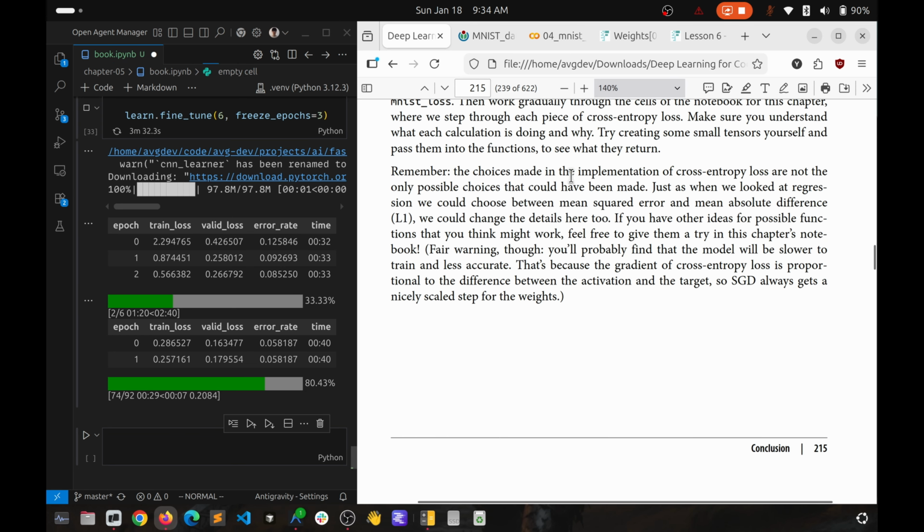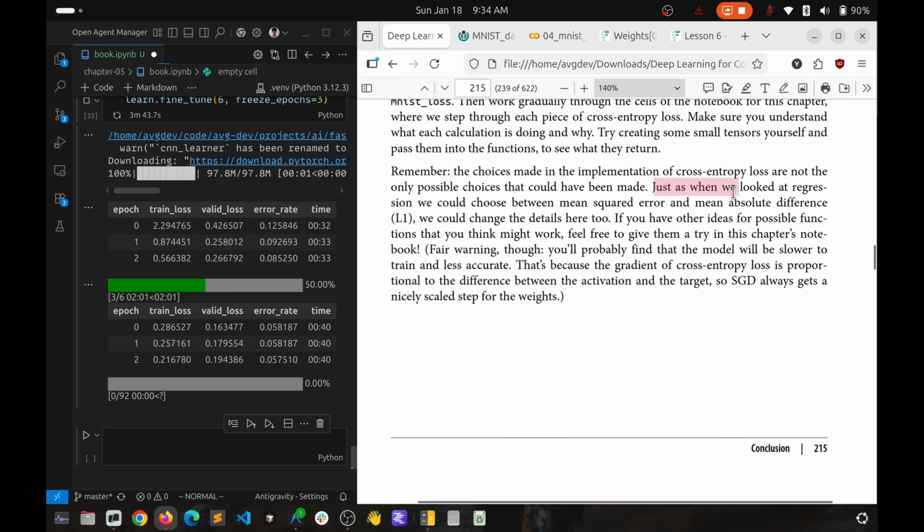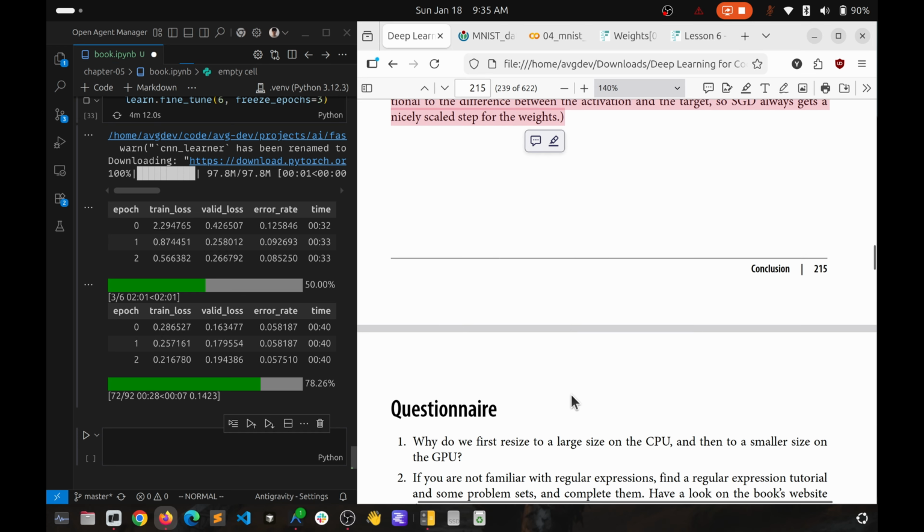Remember, the choices made in the implementation of cross-entropy are not the only possible choices that could have been made. Just as when we looked at the regression, we could choose between mean squared error and mean absolute difference. We could change the details here too. If you have other ideas for possible functions that you think might work, feel free to give them a try in this chapter's notebook. Fair warning though, you probably will find that the model will be slower to train and less accurate. That's because the gradient of cross-entropy loss is proportional to the difference between the activation and the target, so SGD always gets a nicely scaled step for the weights.